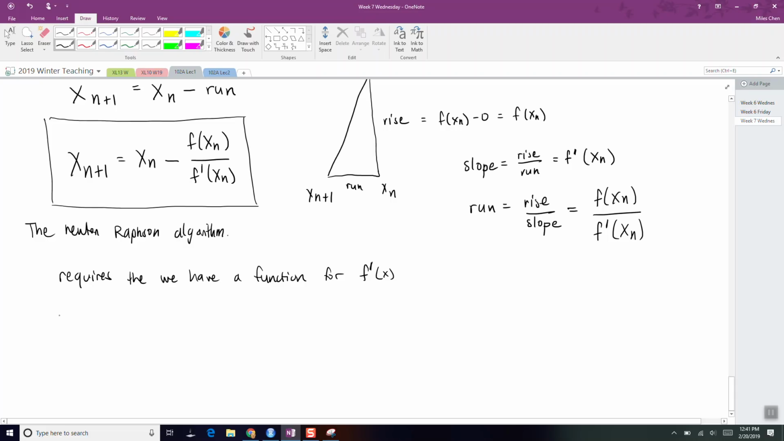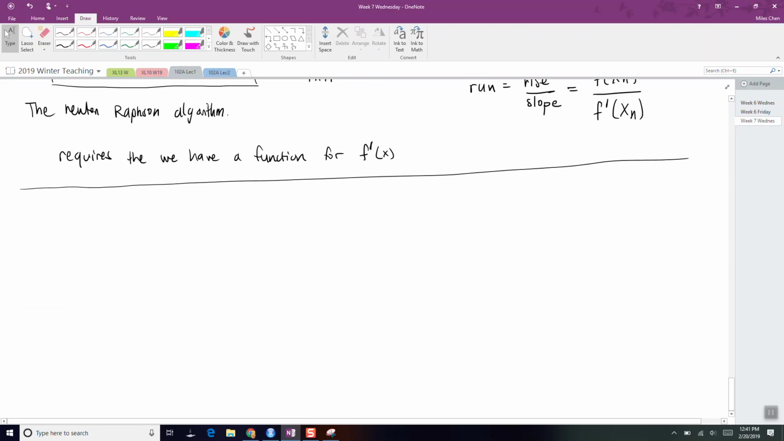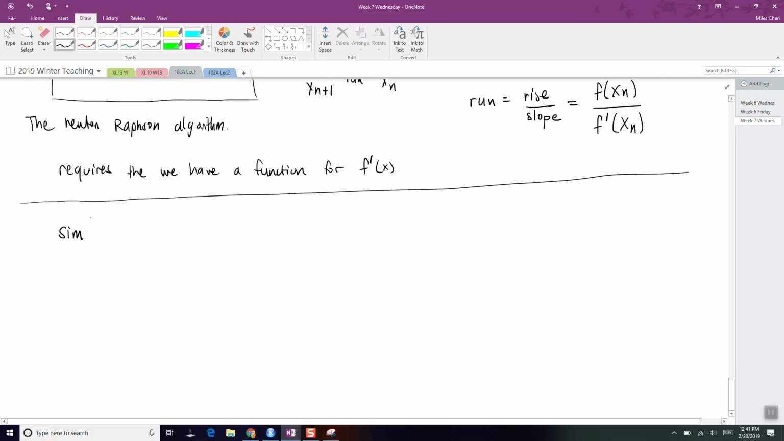So let me just do a very silly, simple example. All right, let's say f of x is equal to x squared minus 4. So we've got a parabola that dips down, and so we have roots at x equals 2 and x equals negative 2.